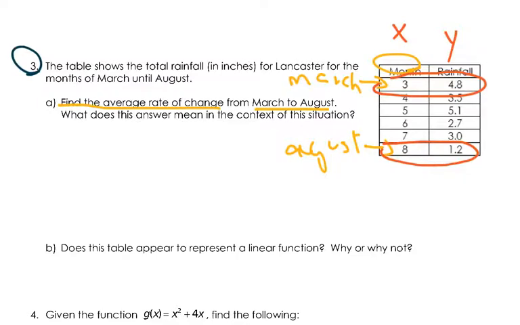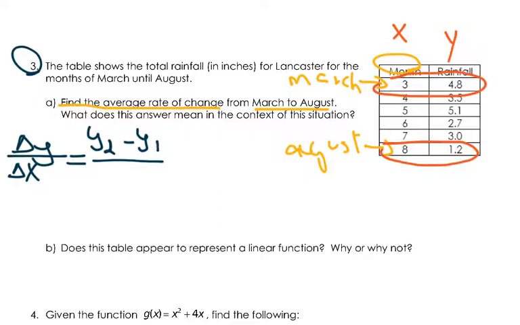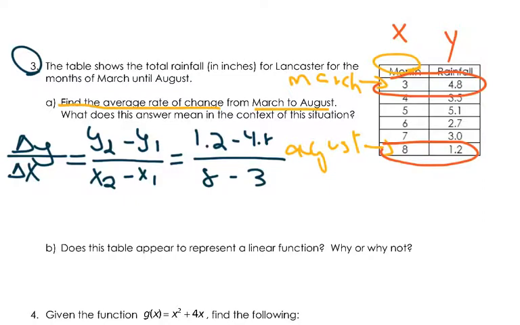So if I just looked at these 2 points and plugged them into the formula, which is delta y over delta x equals y2 minus y1 over x2 minus x1. I'm just going to plug them in. Again, you can pick any one you want. I'm just going to go with 1.2 minus 4.8 over 8 minus 3. The most important thing is to make sure that these line up, that these are the same as the ones that you have right here.